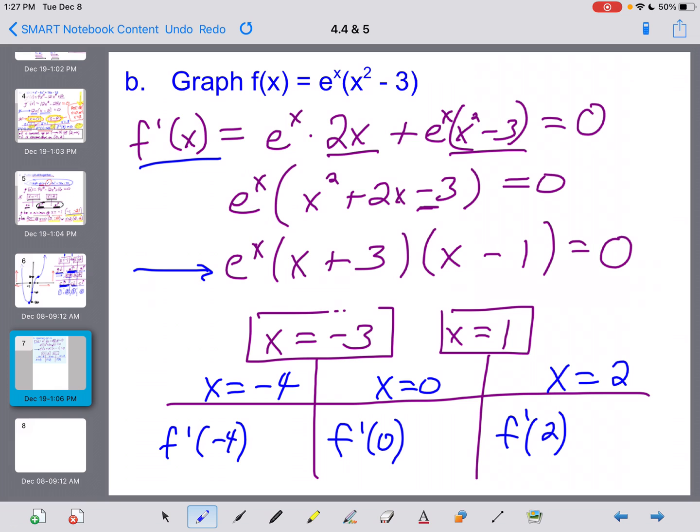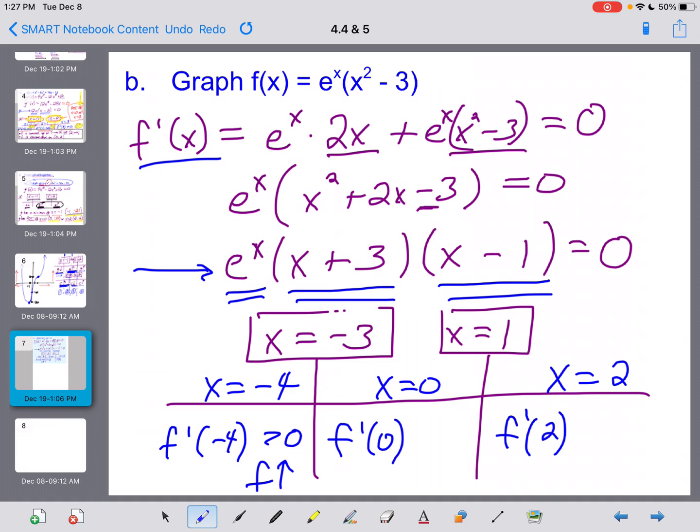Okay, so let's plug in a negative 4. E to the negative 4 is positive. E to any power is always positive. Times negative 4 plus 3, that's negative. Times negative 4 minus 1 is also negative. So that was positive times negative times negative. That is going to end up positive. And that means that our function is going to increase on this first interval where x is less than negative 3.